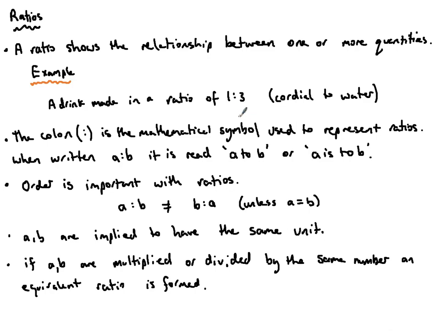Now, we can create equivalent ratios, which is really handy later on, if we multiply or divide A and B by the same number. So if I wanted to know 400 millilitres, for instance, I could multiply this side by 100, that would make 100, and multiply this side by 100, that would give me 300, so 100 to 300 would make up 400 millilitres of cordial, or any other ratio that we chose to use.